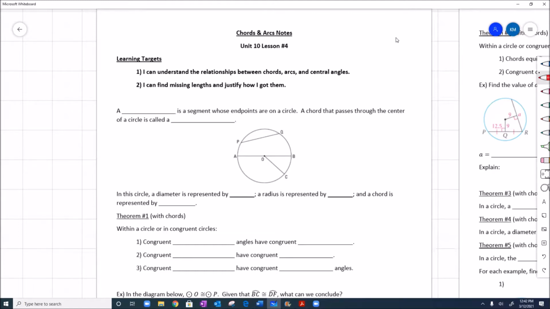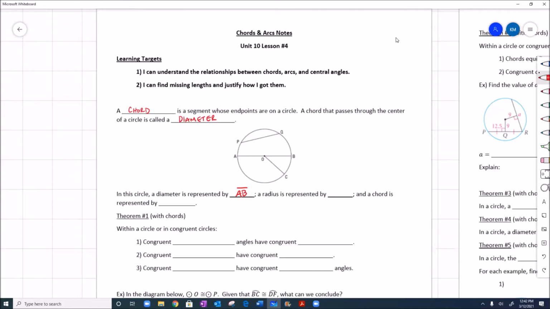Okay. A chord is a segment whose endpoints are on a circle. A chord that passes through the center of the circle is called a diameter. So that means that all diameters are chords, but all chords are not necessarily diameters. So PQ is a chord. AB is a chord, but it's also a diameter.